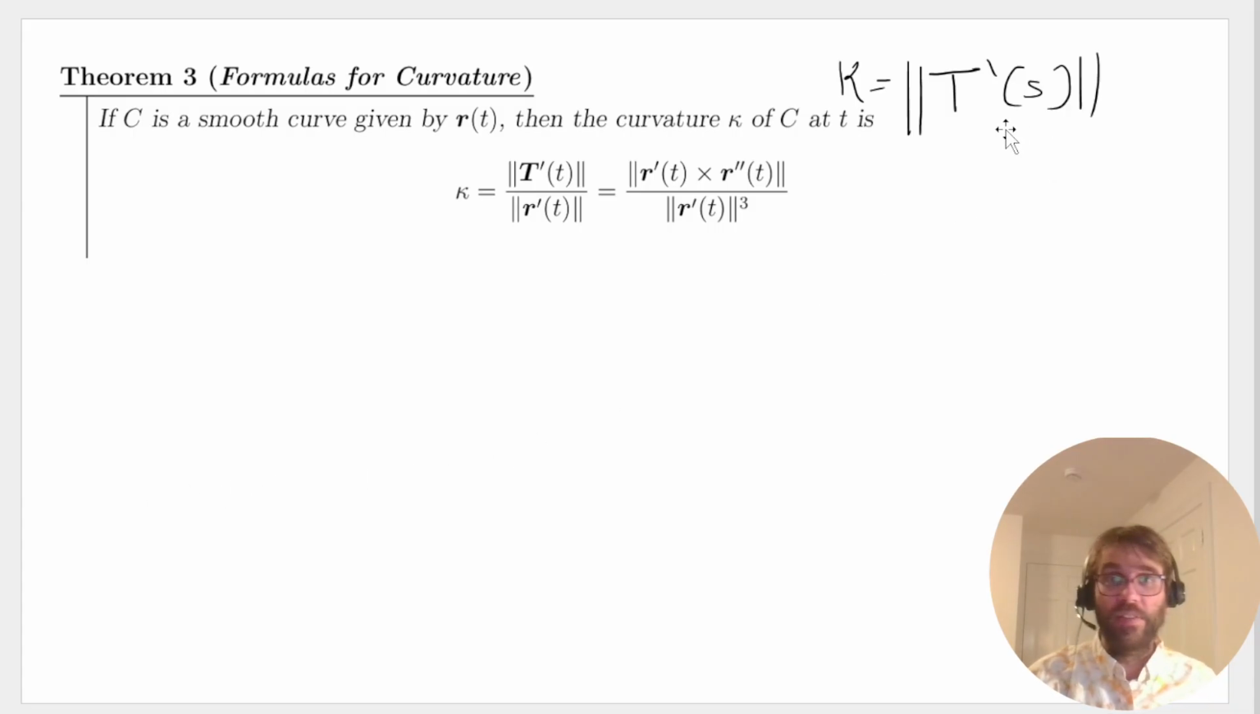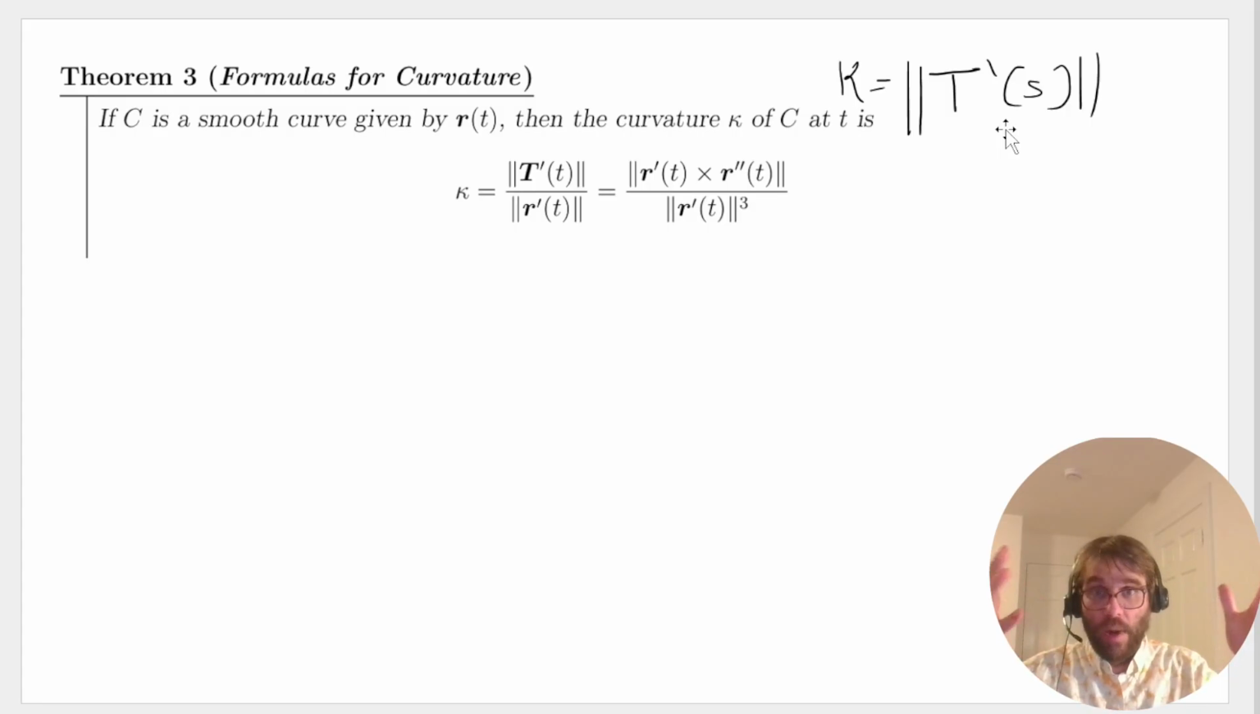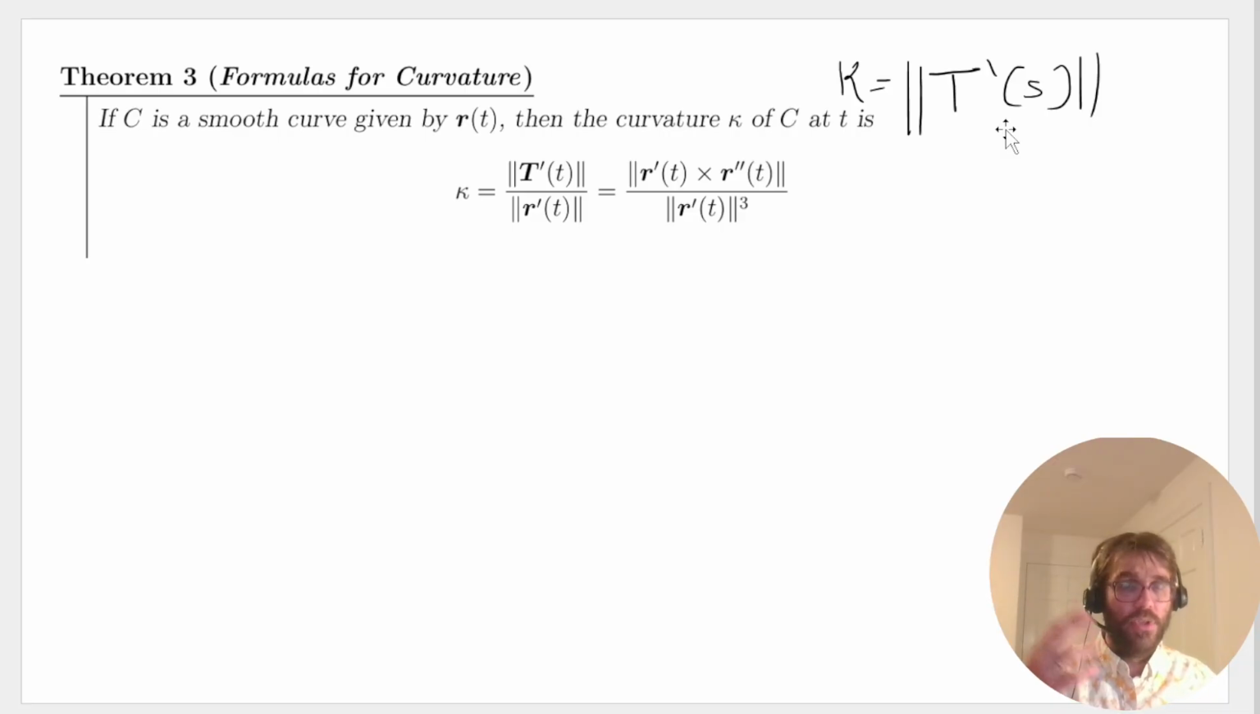It says you got your r of t. Step one, find the arc length parameterization, and that's already a multi-step process. Step two, you got to take a couple derivatives and so on and so forth. It's miserable. In particular, finding the arc length parameterization. That's what we'd like to avoid. Is there a way to do it?